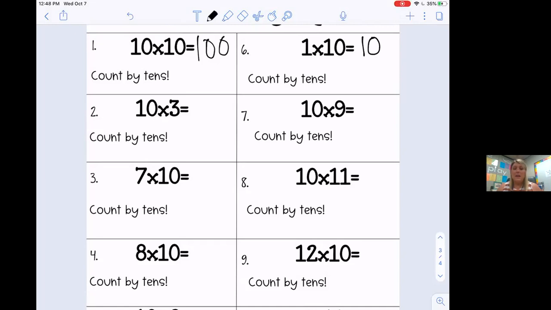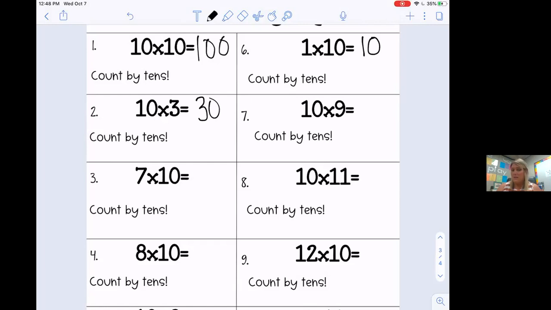My next one, 10 times 3. What number am I multiplying 10 by? That's right, 3. So how many fingers am I going to hold up? You got it, smarty pants. It's 3 fingers. So now, boys and girls, we're going to skip count by tens until all 3 of our fingers are down. 10, 20, 30. 10 times 3 equals 30.